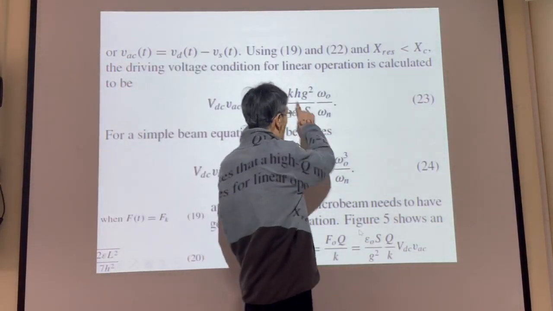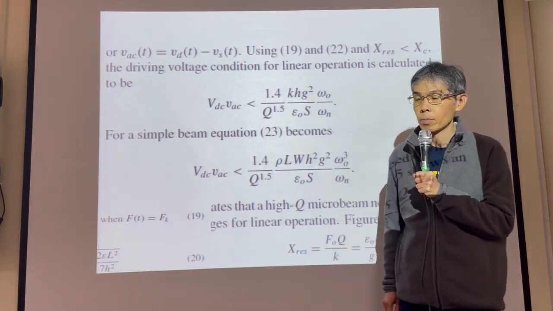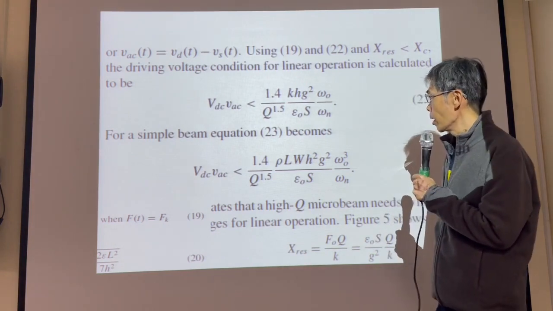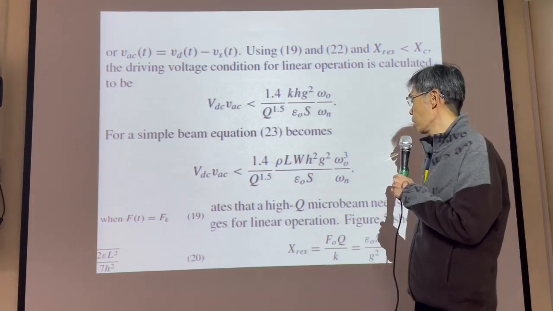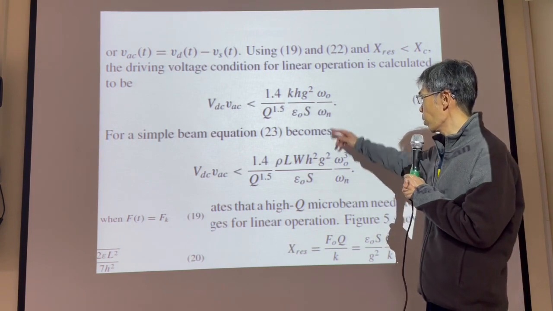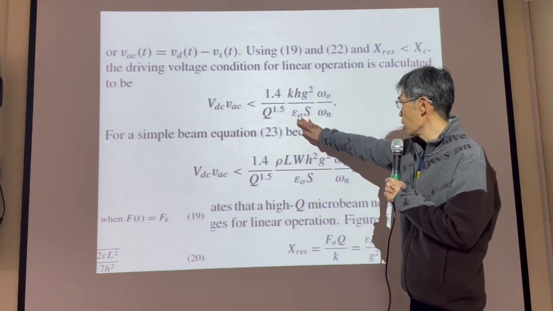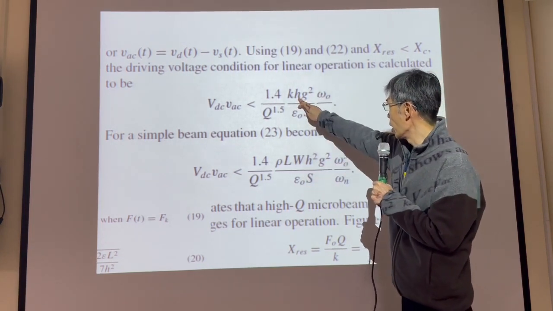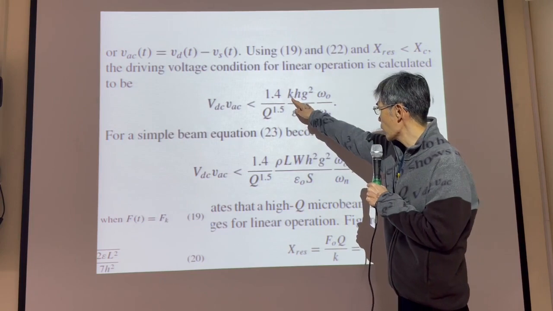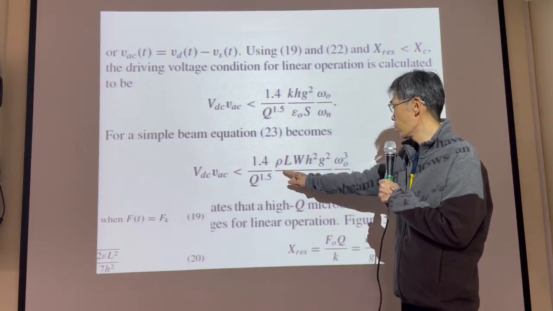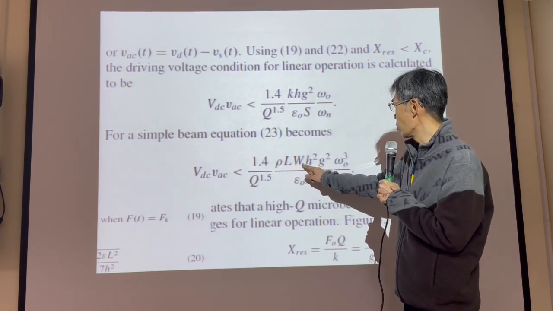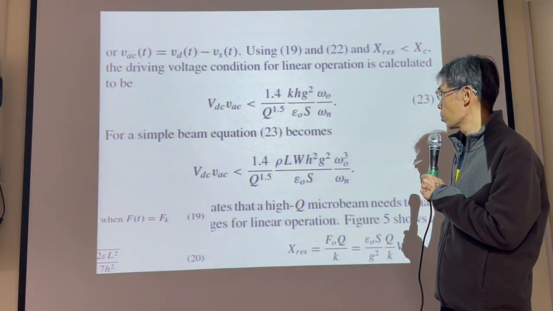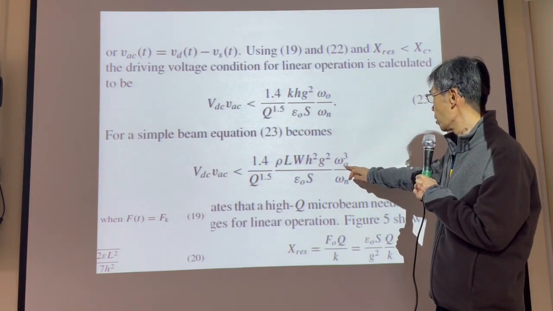We have the K value here. K is the spring constant. The relation for this spring constant: you compare these two equations, see epsilon 0, s, g squared, and h. Then this k should be equal to rho w h times omega 0 squared.